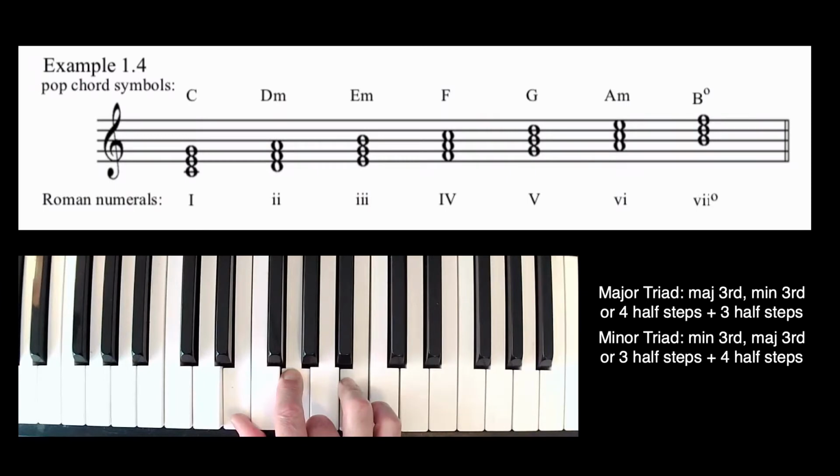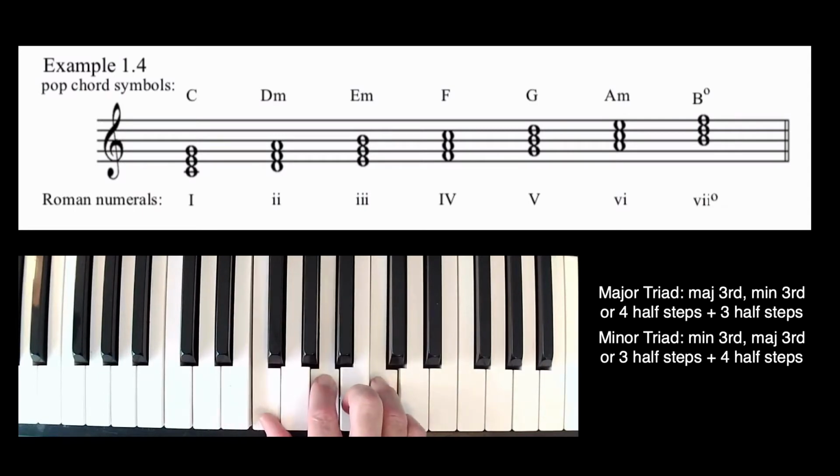You can think of it 3 plus 4. These are counting the half steps. A minor third and then a major third interval. That makes a minor triad. The fourth chord, 1, 2, 3, 4, 1, 2, 3. 4 plus 3 makes a major triad.